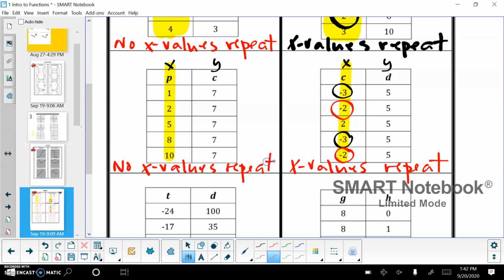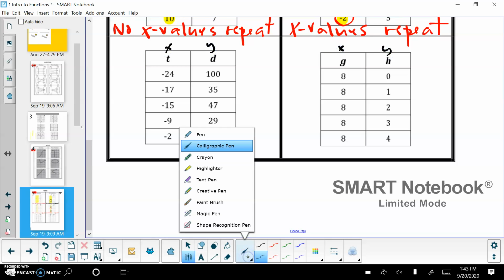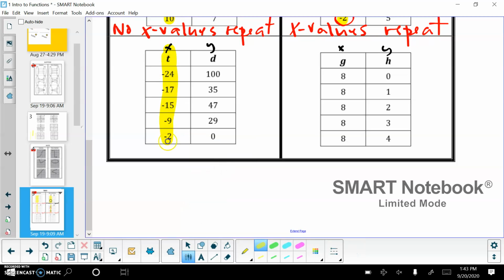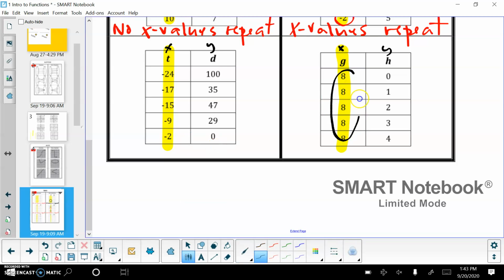Let's look at the last set and see if that holds true. Okay, and we're going to remember X and Y, X and Y, and the only thing that matters is our X. So if I look at X, once again, none of those repeat. If I look over here, every single one of these is a repeater. So once again, the X values are repeating, and that's if it is not a function. But when the X values do not repeat, that's when we have a function.